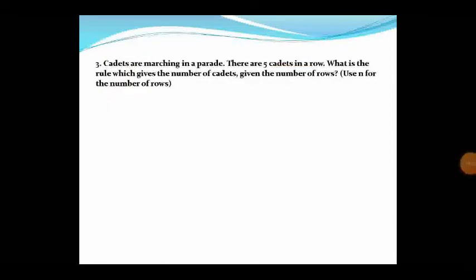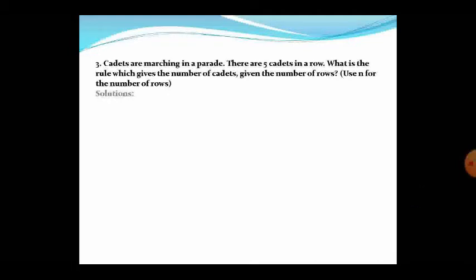Cadets are marching in a parade. There are 5 cadets in a row. What is the rule which gives the number of cadets given the number of rows? Use N for the number of rows. See here, cadets are marching in a parade. There are 5 cadets in a row. How many cadets are there? 5 cadets are there. What is the rule which gives the number of cadets given the number of rows?